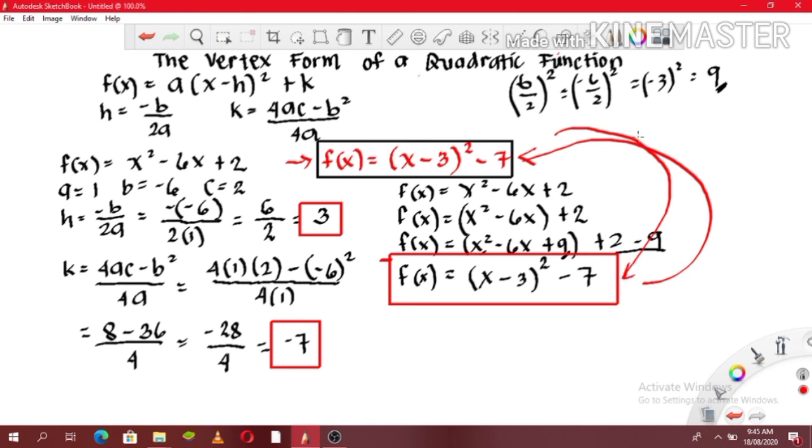Bahala po kayo kung ano yung gusto ninyong gawin na solution na mas madali sa inyo. Are you going to use H and K? Gagamitin nyo ba itong formula na to? Or itong solution na to na pinakita natin, the completing the square.